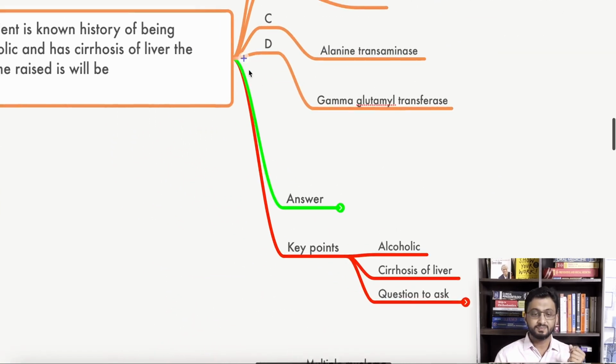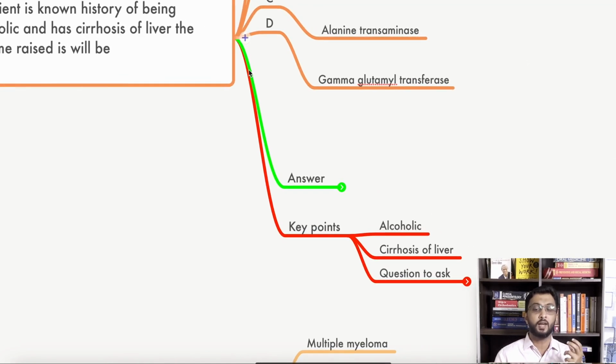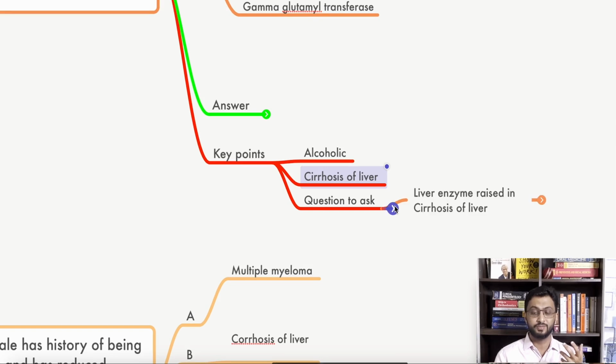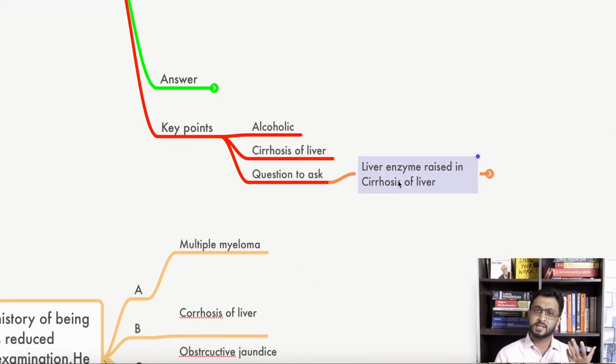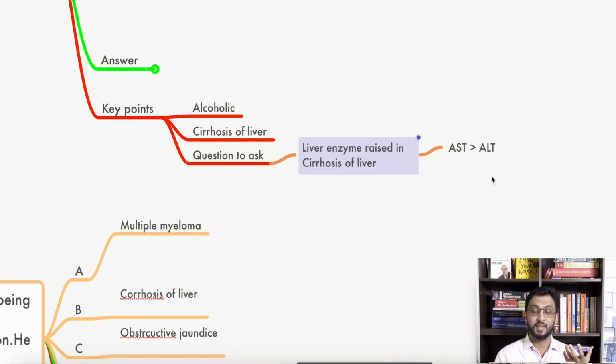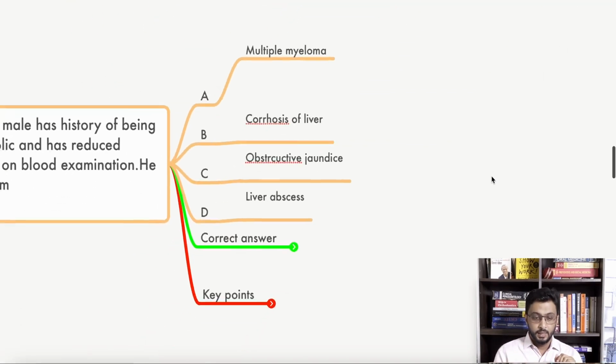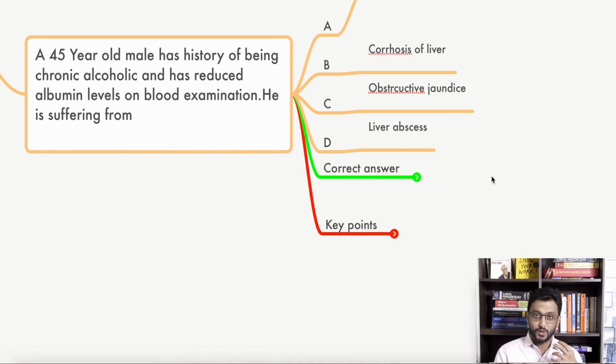So here, the key point is alcoholic with cirrhosis of liver. They're asking what is the enzyme raised. Now, simple question, liver enzyme raised in alcoholic cirrhosis. Very, very simple. It is AST, aspartate transaminase, more than ALT. Please note here, both AST and ALT are raised, but AST is raised more than ALT. Understand? Now here, we're going to come to details.